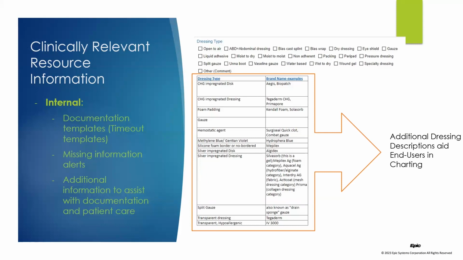A great example of internal information is the dressing descriptions seen on the right here. These descriptions are provided because dressings are called different things at different facilities. In a world where a majority of the nursing staff are newer, or in some places entirely made up of travel staff, tools like these are important aids in documentation and patient care because it gives a facility-specific name to something that they might not be aware of.